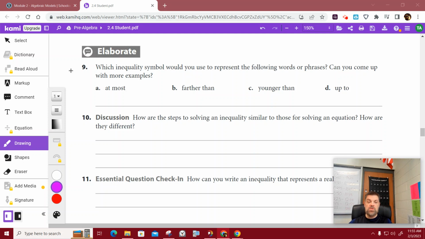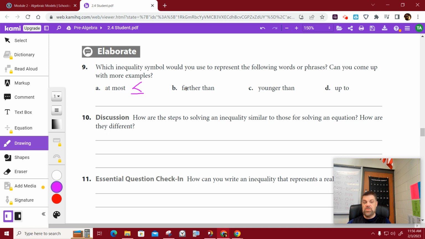All right, so now let's do this problem. It says, which inequality symbol would represent the following word phrases? So at most really means less than, doesn't it? Or equal to. And think about the numbers. Something is less than or equal to 50. That means it's 50 at most.